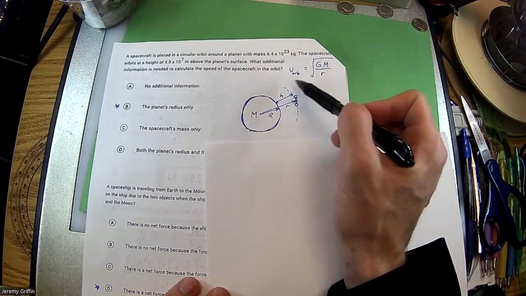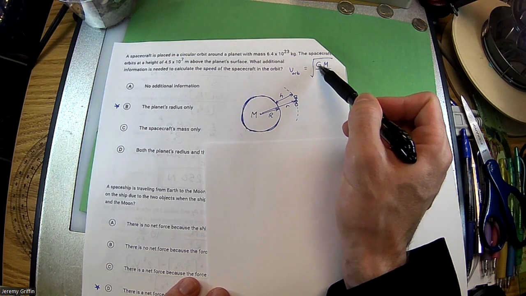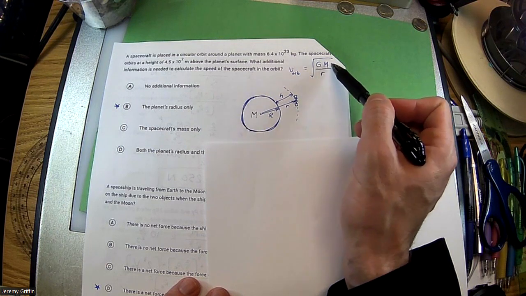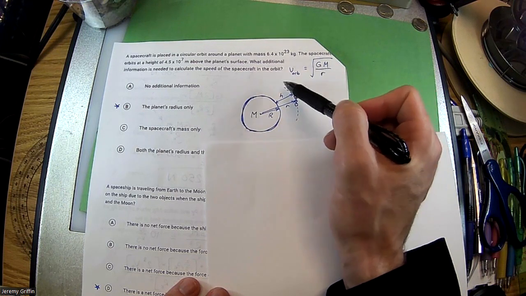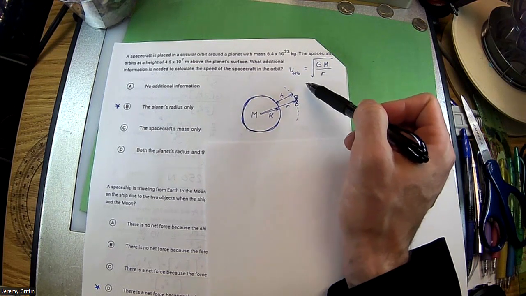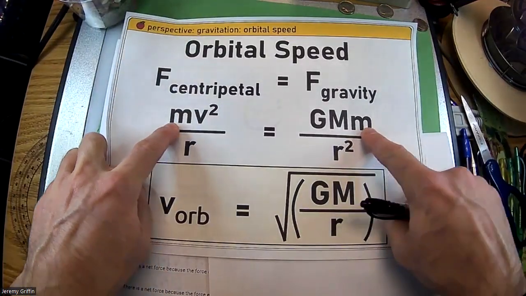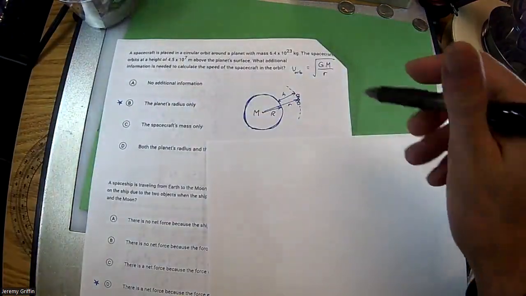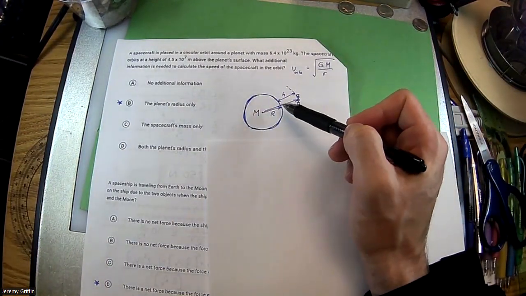Here's orbital speed, square root of GM over r. So the universal gravity constant, let's say we know that, or you're allowed to know that. Mass of the planet, we have that right there. Remember, the mass of the satellite ends up canceling out, right there and there. It goes away, so we don't need that. But we do need the distance to the center of the planet, which we don't quite have.